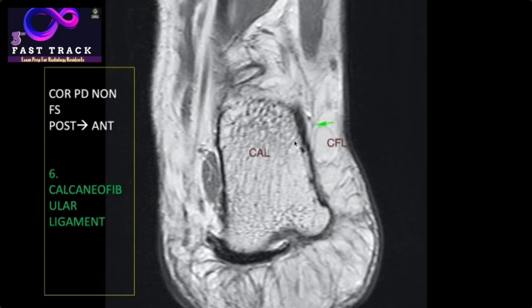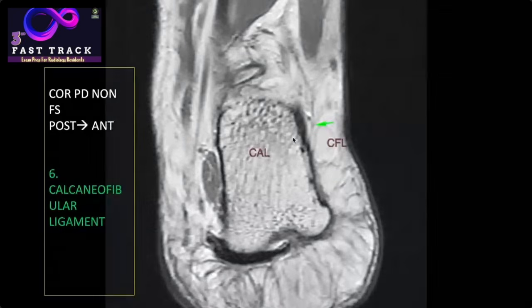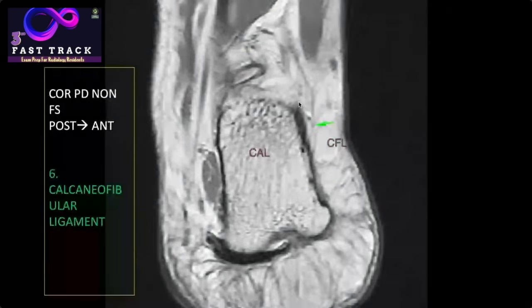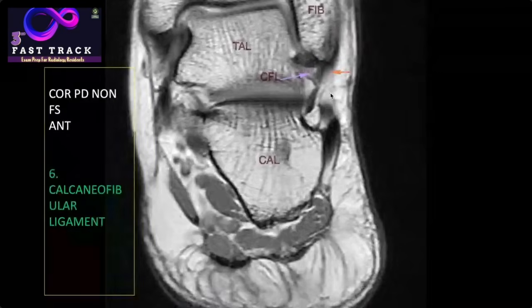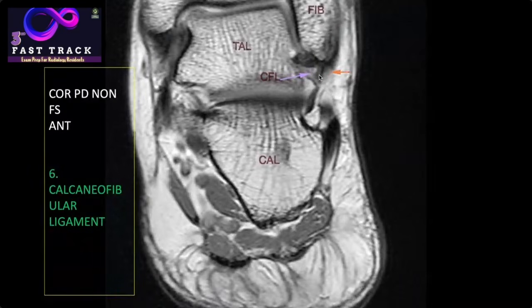Lastly, showing the calcaneofibular ligament on the coronal sections also. I will be scrolling from posterior to anterior. This is the calcaneum. This is the ligament at the calcaneal attachment. As I scroll more anteriorly, you will see this black structure which extends from the calcaneum, and then as I go more anteriorly, you will see the fibular attachment of the calcaneofibular ligament. Okay, so that's all about the lateral ligament complex.